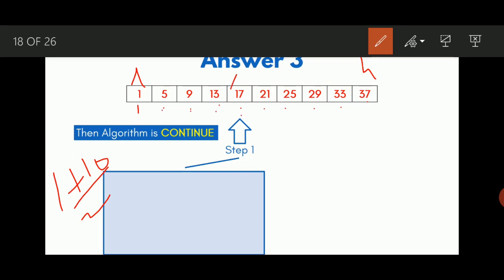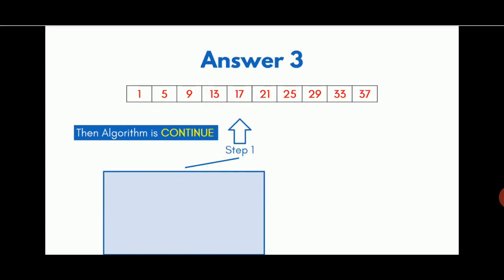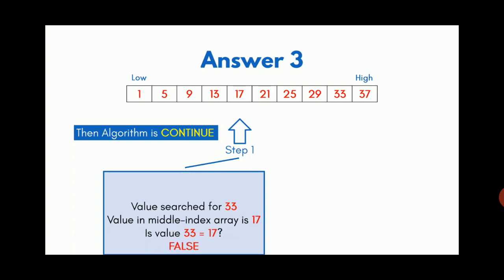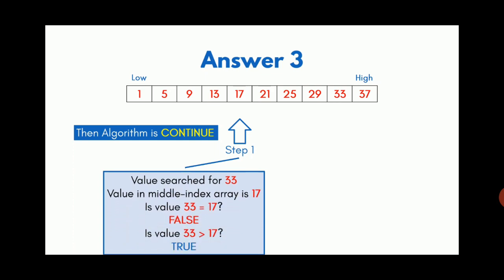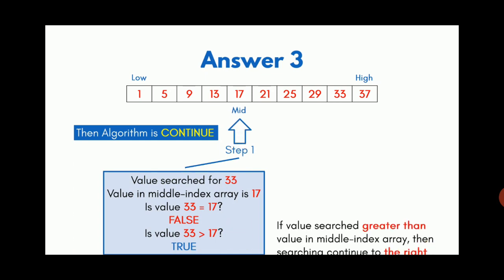Then 1, 2, 3, 4, 5, this is 17. This is the middle value. Okay, and sometimes here we have to change our approach. If you are not interested in the floor function and ceiling function, then we also say this is lower, this is higher, and after finding the middle we check whether the middle 17 is equal to 33. This is not, and 33 is greater than 17, this is true. That means we have to check from the middle, from 17 to 37, to find where our key value is.